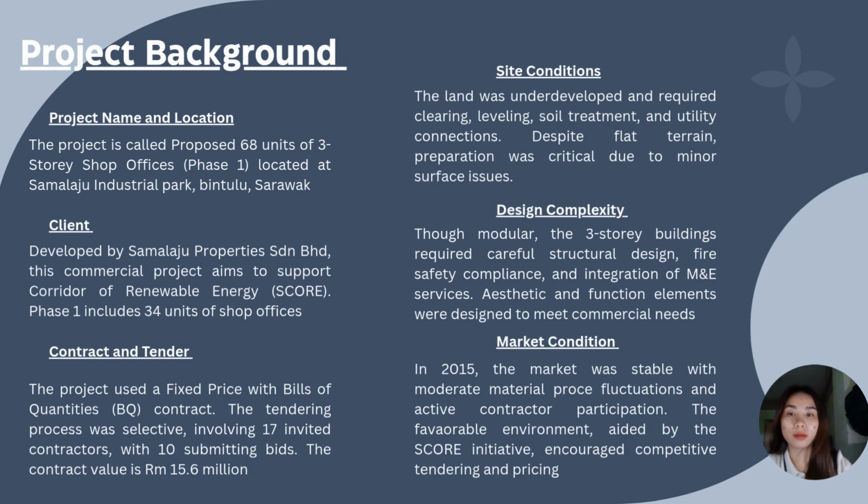For project background, the project is called Proposed 68 units of three-story shop offices, Phase 1, and is located at Samalaju Industrial Park, Bintulu, Sarawak. The client of this project is Samalaju Properties Sendirian Berhad. They aim to provide commercial facilities to support the nearby industries and communities. This phase includes 34 shop office units across several blocks.